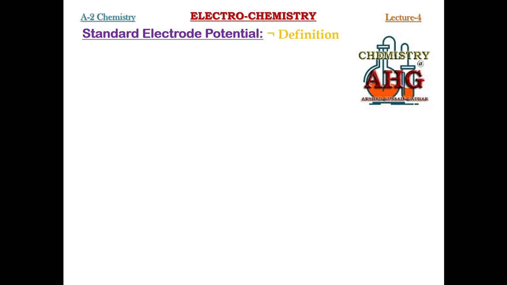One definition I gave you in the previous lectures. Now I'm going to tell you that definition again, and then I will give you a second definition for the standard electrode potential. One definition that you can remember: standard electrode potential is the voltage produced by an electrode under standard conditions. It is the voltage produced by a half cell under standard conditions. You must remember its symbol is E naught, and the unit in which it is expressed is volts.